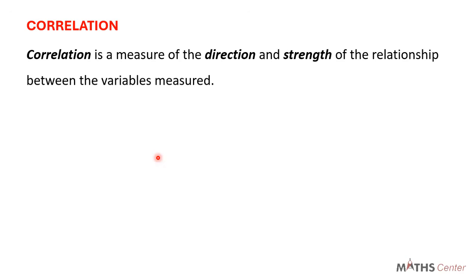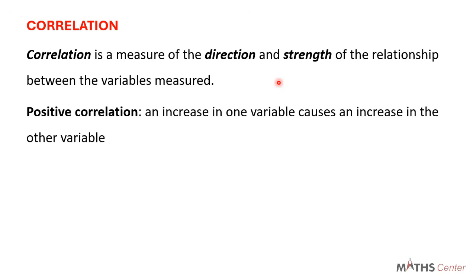As we have learned, correlation is a measure of the direction and strength of the relationship that exists between the variables that we have measured. Basically, we have about three main types of correlation. The first one is a positive correlation. In a positive correlation, an increase in one variable causes an increase in the other variable.